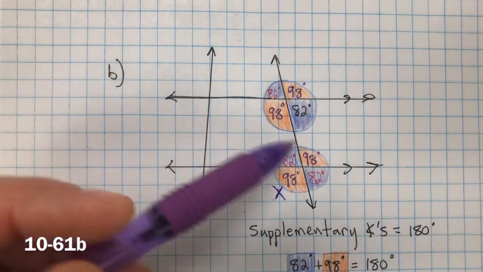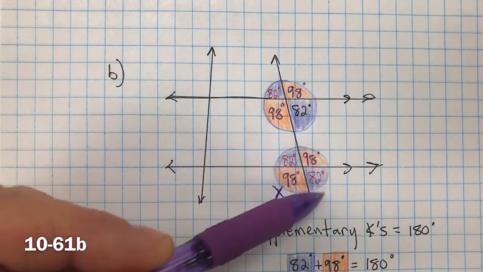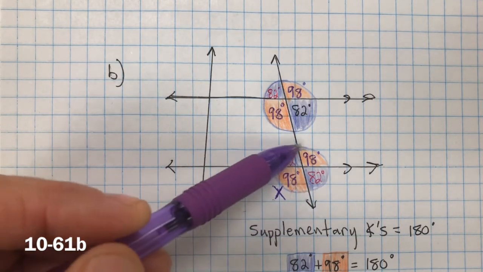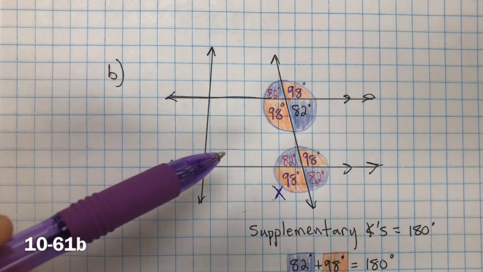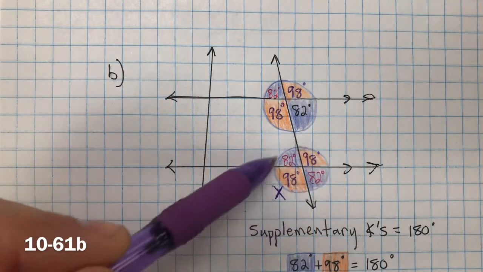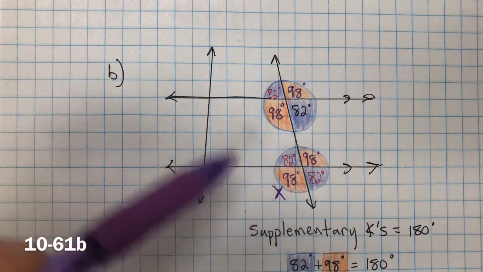And remember, when you finish, a yellow and an orange, or an orange and a blue, the supplementary angles are going to add up to 180. But all 4 of them should have a sum of 360 because a full circle has a measure of 360 degrees.